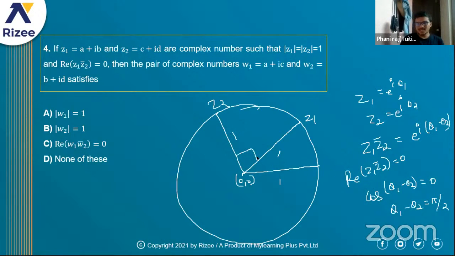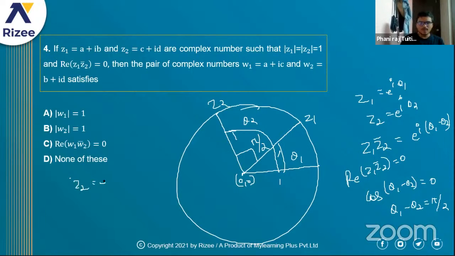So this angle is 90 degrees. This is theta 2, this is theta 1. So theta 2 minus theta 1 means what? That means the angle between them. This angle is pi by 2. Okay, so how does this even help us? That is pi by 2 means what? So theta 2 equal to theta 1 plus pi by 2.